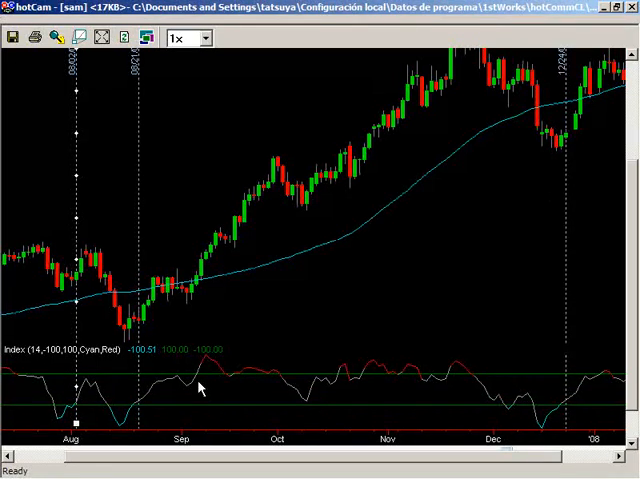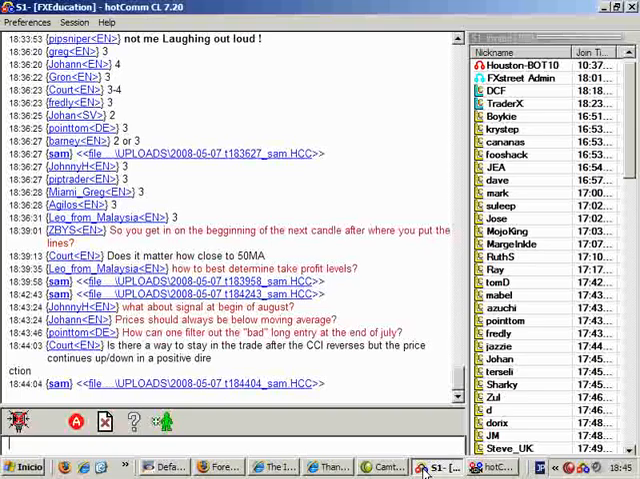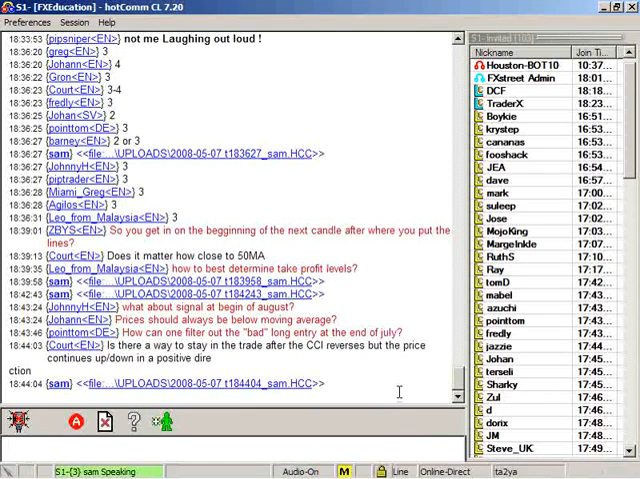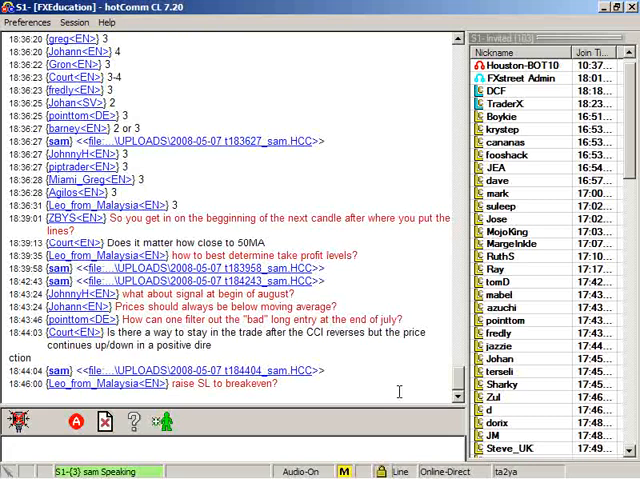Everybody see this question here? How can one filter out the bad long entry at the end of July? Please don't think I'm picking on anyone here, because I'm completely not. But someone who's been trading for a while, who does well, they would not worry about that. They wouldn't try to filter out that loser, because they realize that you're going to have losses. And if you're handling your average win to average loss the right way, they're not going to care about the losses, because the losses are small and the winners are big.